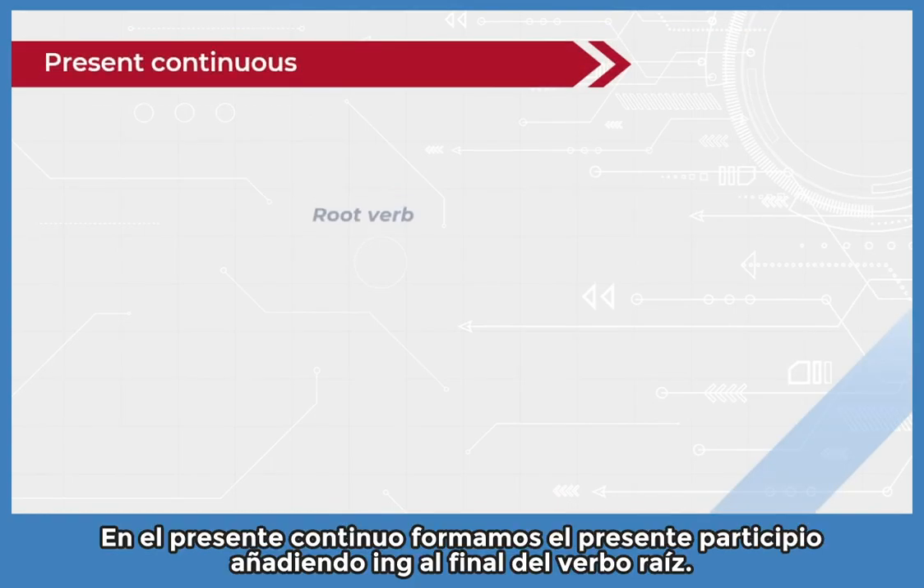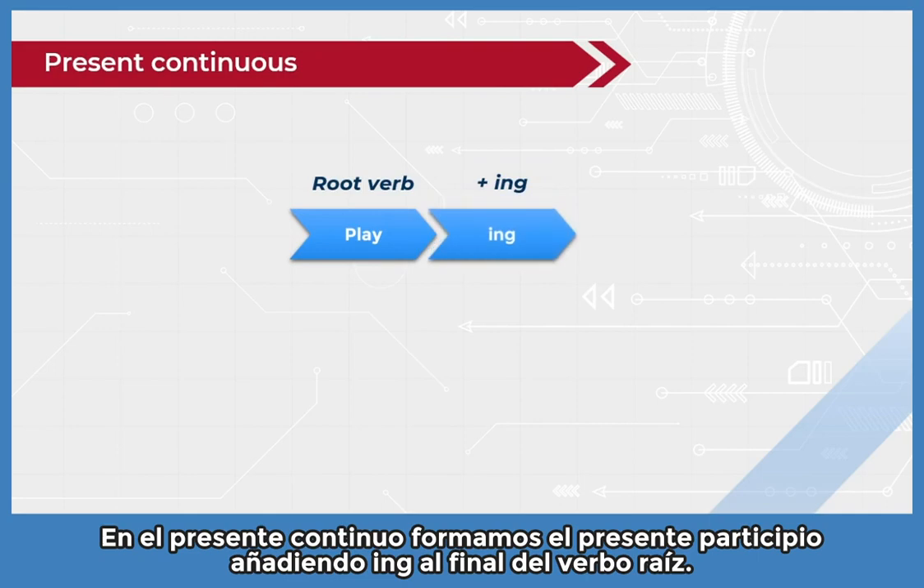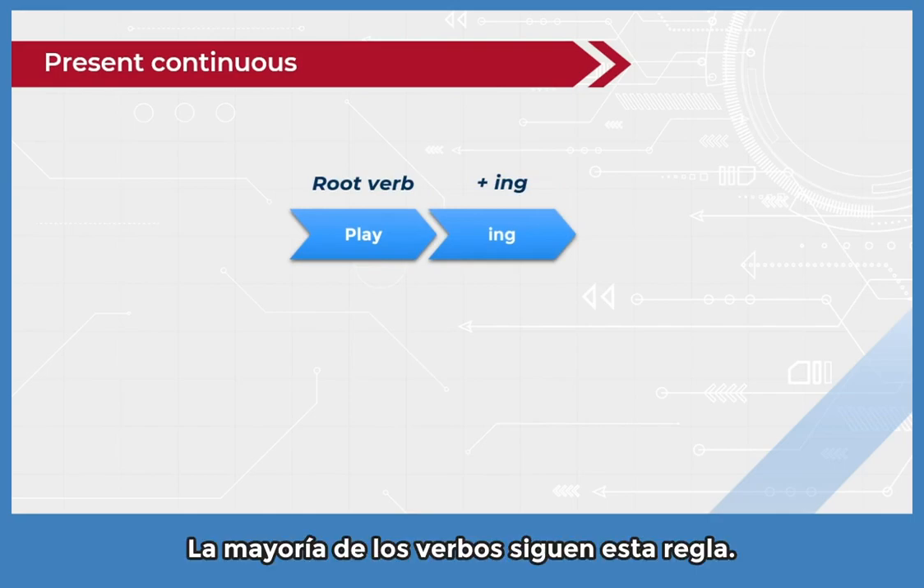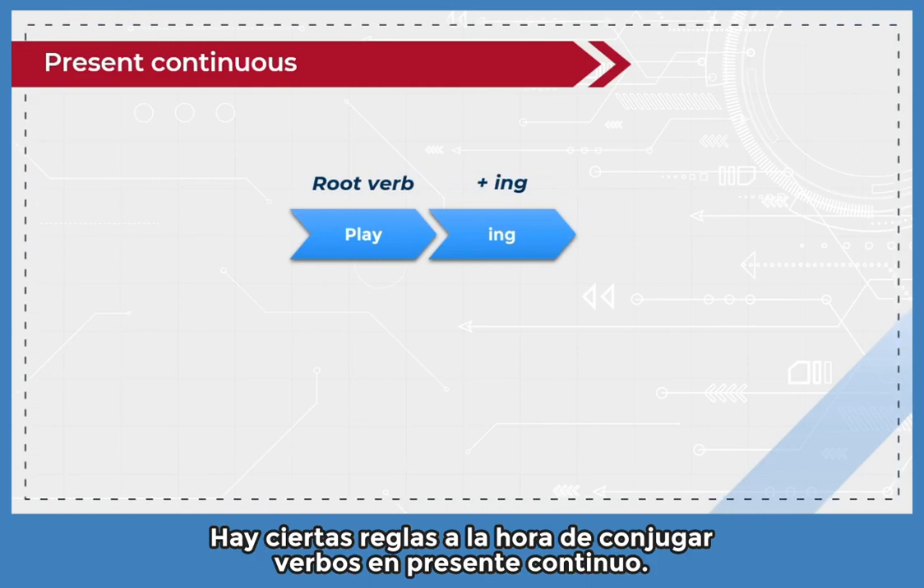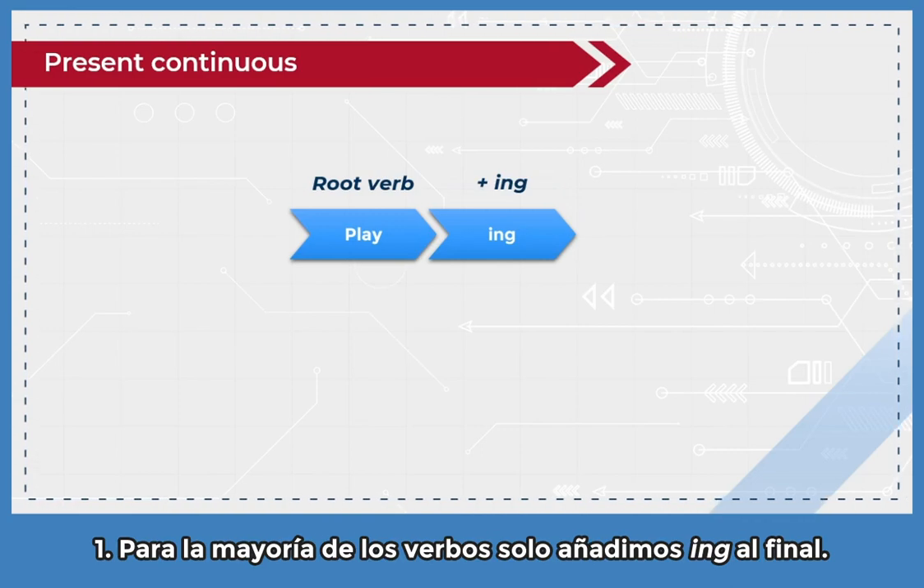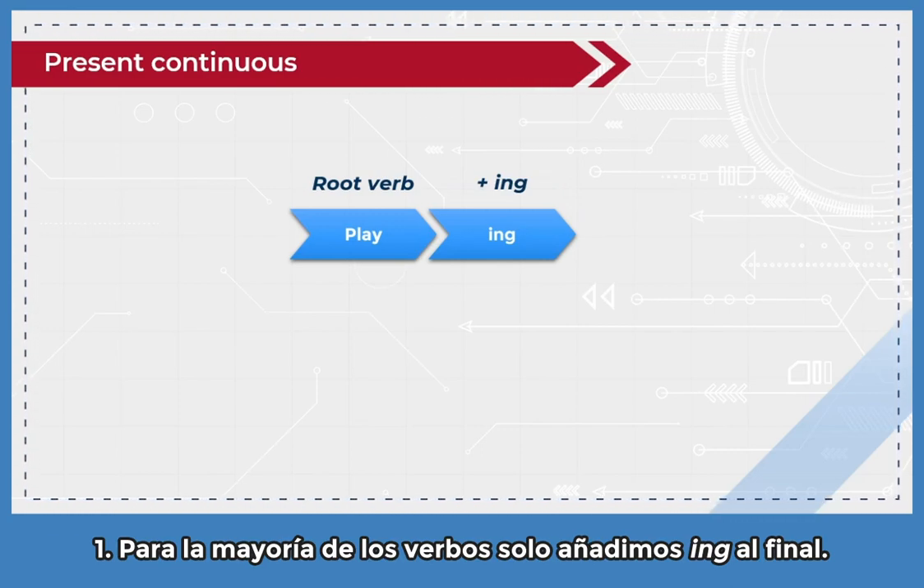In present continuous, we form the present participle adding ing at the end of the root verb. Most verbs follow this rule. There are certain rules in the formation of the verbs in present continuous tense. 1. For most verbs, we just add ing at the end.